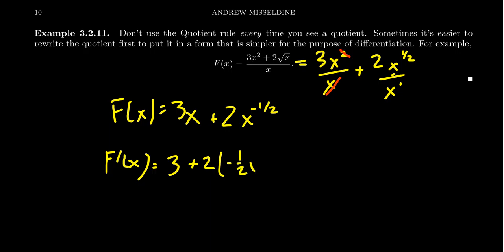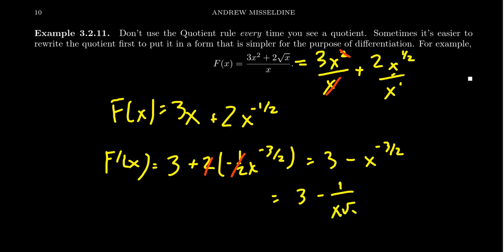So just using the linearity of the derivative and the power rule, we take the derivative of 3x and we just get a 3. Derivative of x, of course, is 1. And then for the next one, we're going to get 2 times negative 1/2 x to the negative 3/2, likewise by the power rule. 2 times 1/2 gives you 1. And so the derivative here turned out just to be 3 minus x to the negative 3/2.